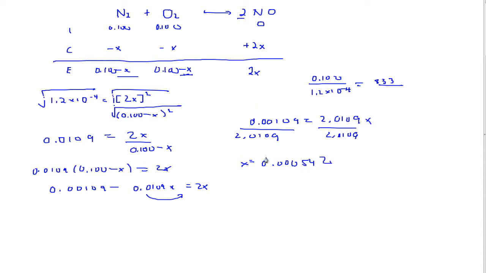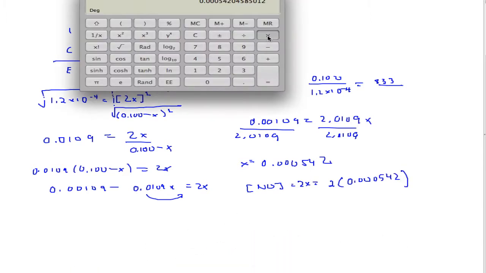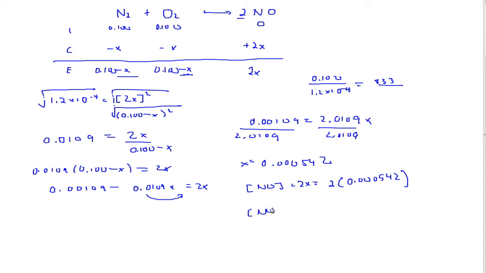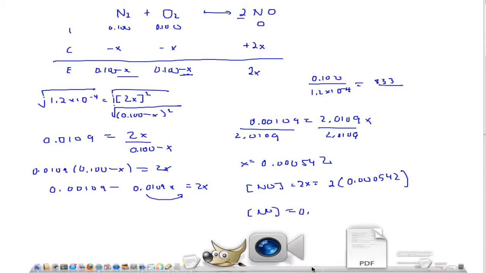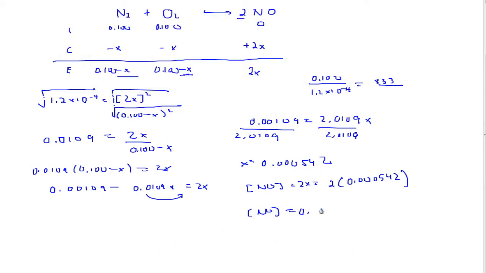0.000542. And in order to determine the concentration for nitrogen monoxide, it's going to be 2x. So we're going to multiply 2 times the value of our x, which is 0.000542. And since we have that in our calculator already, we'll multiply that by 2, which gives us 0.00108, which is 1.08 times 10 to the negative 3 moles per liter for nitrogen monoxide. And we're a little bit off because I think I rounded off a little bit too soon. When you do this on the calculator, never round it off till the final answer.